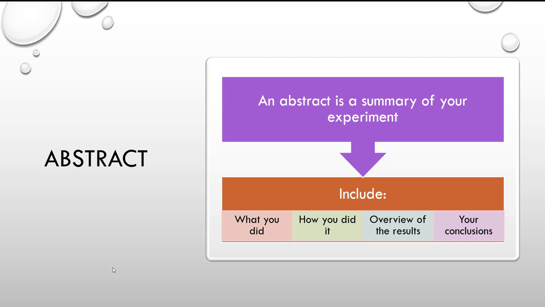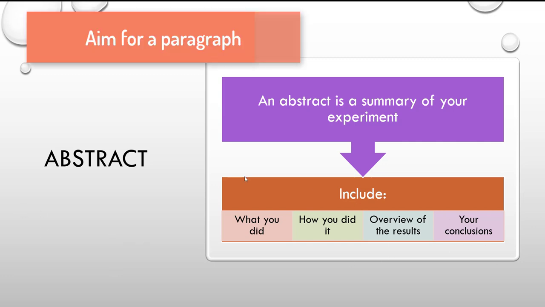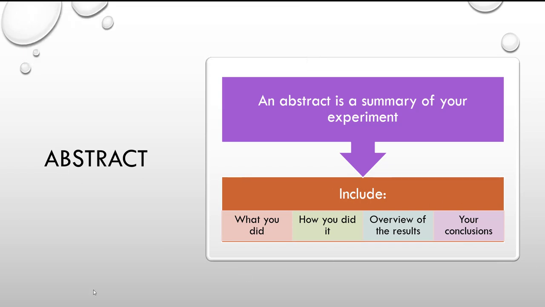We used these spinach discs and exposed them to different wavelengths of light. Overview of results: give the general results, which wavelength showed the greatest amount of photosynthesis, and then your conclusions. So that should take about a paragraph. You don't want to go into too much detail, but just make sure you cover everything.